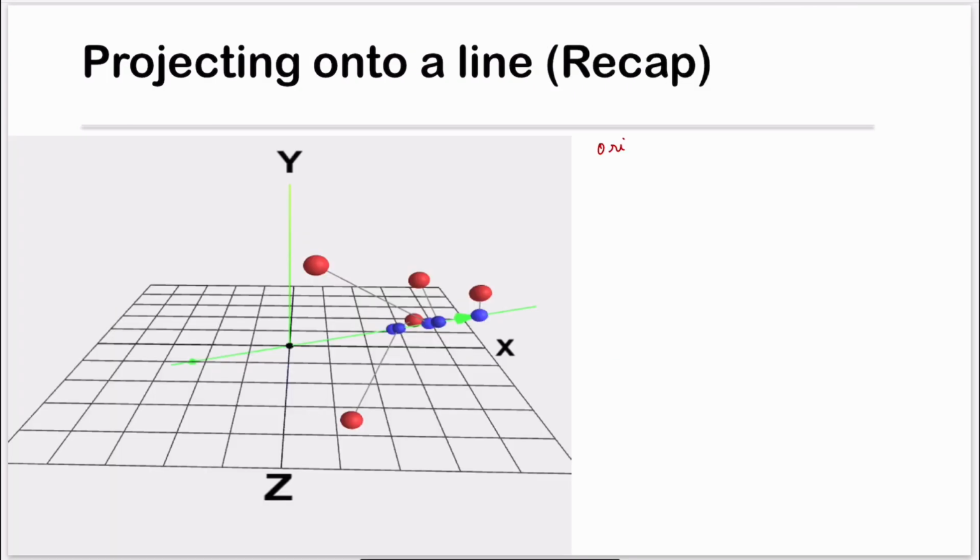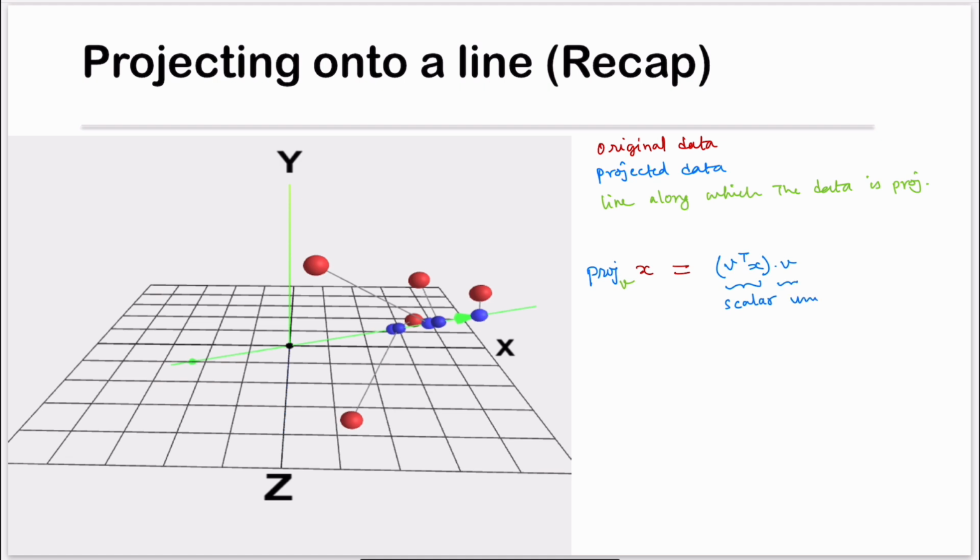Alright, so let's do a quick recap on how to project a vector onto a particular line. Let me denote the original data point in red, the vector which has been projected in blue, and the line onto which these data points have been projected as green. The projection of x onto v, where v is the line along which the data is projected, is given by v transpose x times v. Here v transpose x is a scalar and v is a vector. Furthermore, we assume v to be a unit vector.